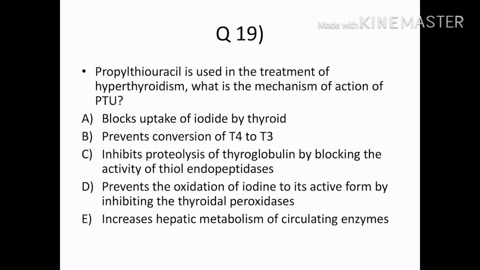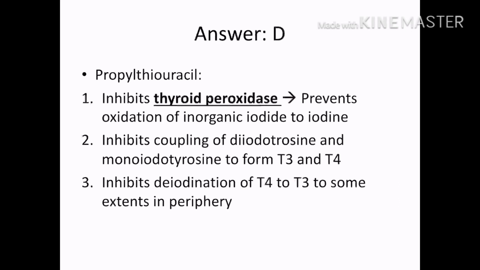Now, propylthiouracil is a very common drug used in the treatment of hyperthyroidism. You have to tell its mechanism of action. The answer is D. Propylthiouracil mainly inhibits thyroid peroxidases and then prevents the oxidation of inorganic iodide to iodine. It also inhibits coupling of diiodotyrosine and monoiodotyrosine to form T3 and T4. To some extent, it also inhibits deiodination of T4 to T3 in the periphery, but its main action is inhibition of thyroid peroxidase.